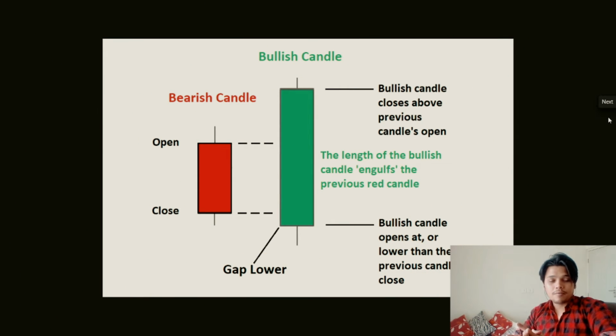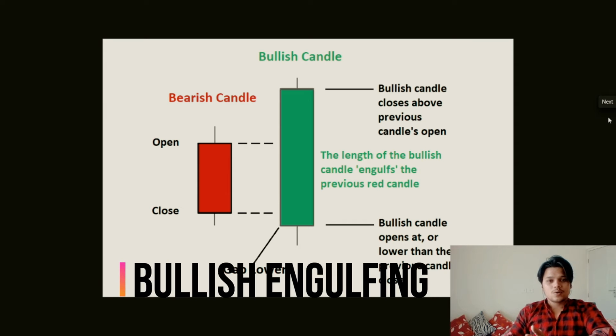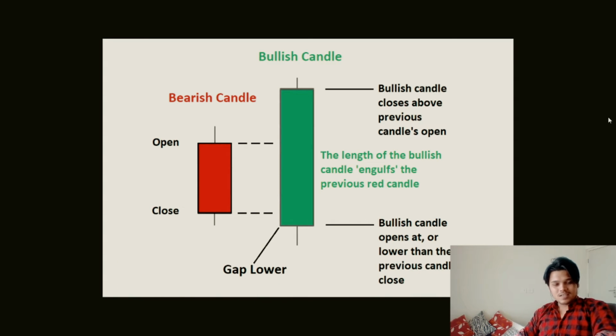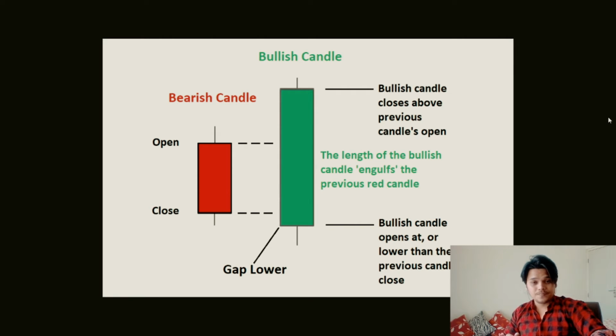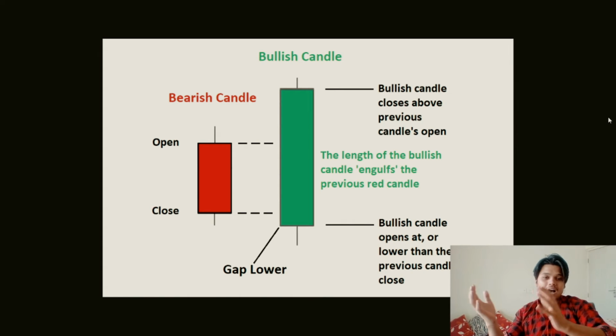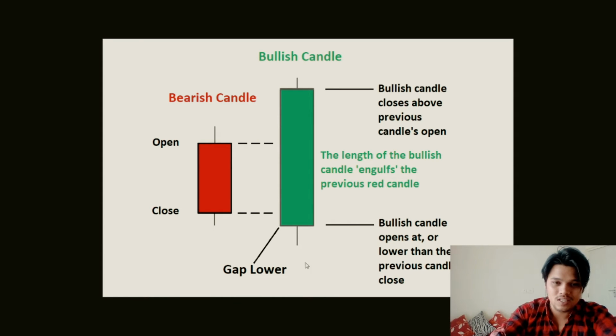Now we have a very interesting pattern right here. You can see it is a bullish engulfing pattern. What does it consist of? It consists of a short red candle and a big green candle. So what does it mean? Bullish engulfing: the bulls are engulfing the red candle. You can see this green candle is engulfing this red candle, right? It is almost twice as big as the red candle. As you can see, the buyers came into the market.